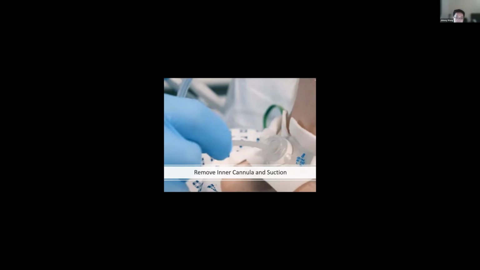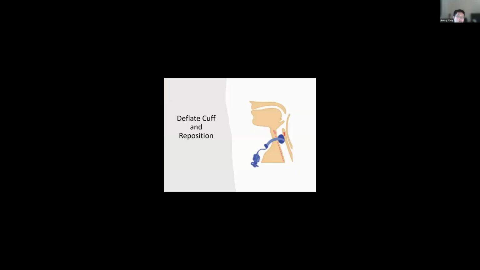The next thing you want to do, if there is a cuff on it, is deflate the cuff and then see if you can wiggle it about and adjust it a little bit, because it may be slightly out of place, maybe against the back wall, and maybe that's why you're not able to ventilate them well. So you try this step, deflate the cuff, reposition a little bit, and then you reassess them again. Are they improved or are they doing worse?